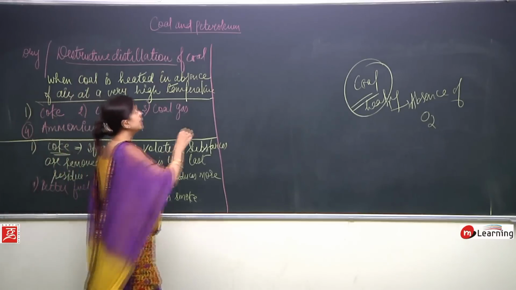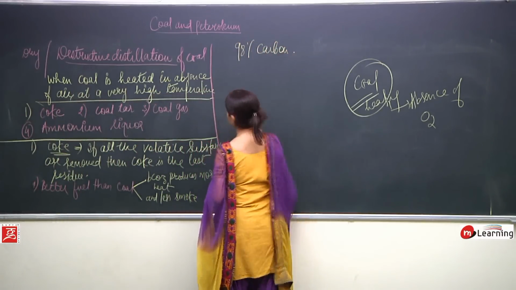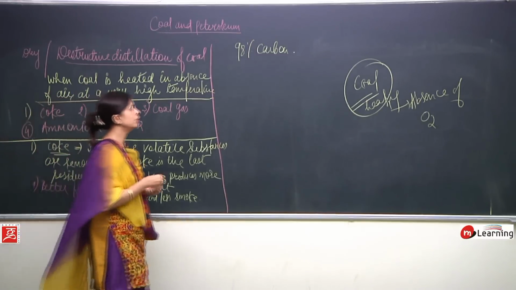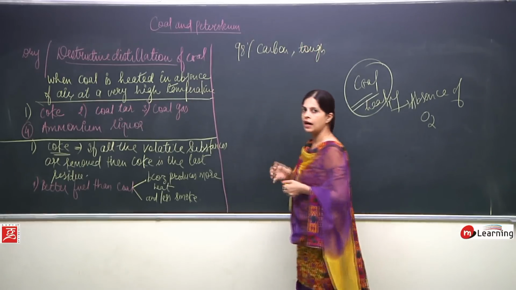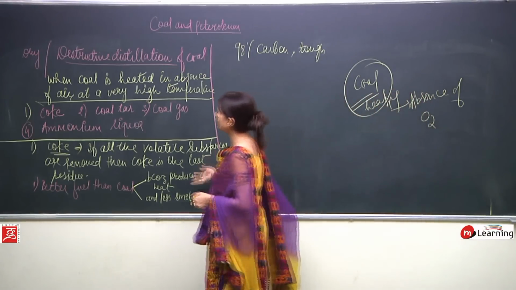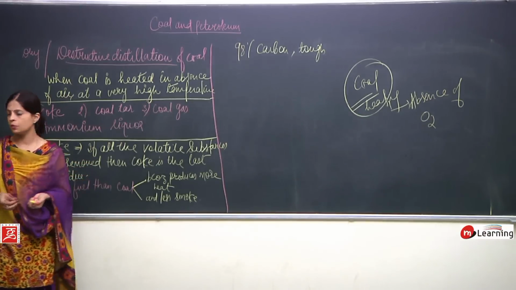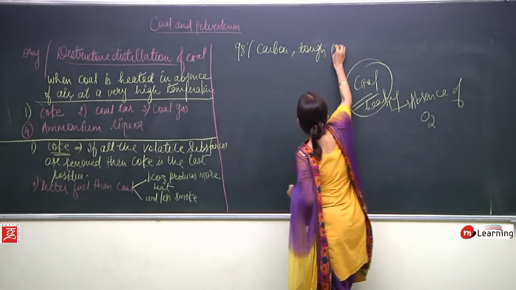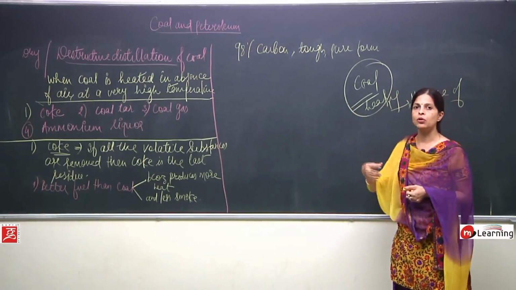Then it has got 98% of carbon. So this is a very tough kind of substance, or I can say it is hard. Okay, so these are the qualities of the coke. Now, what more qualities can be added? I can say this is a pure form of the carbon.